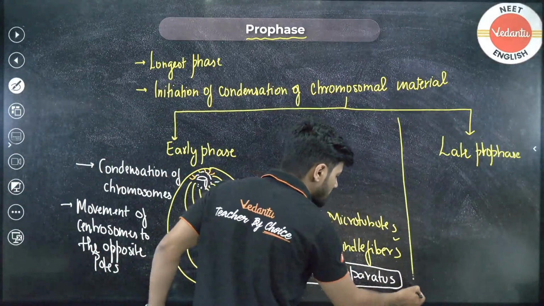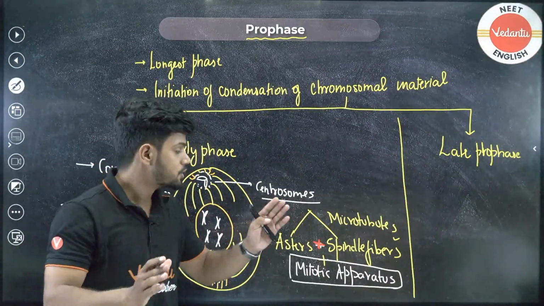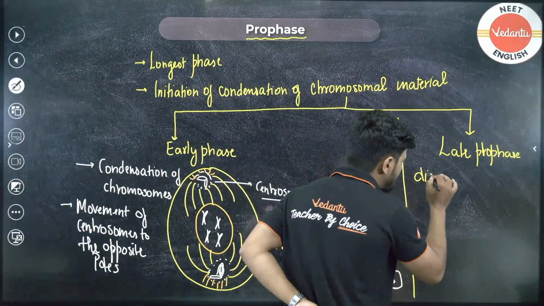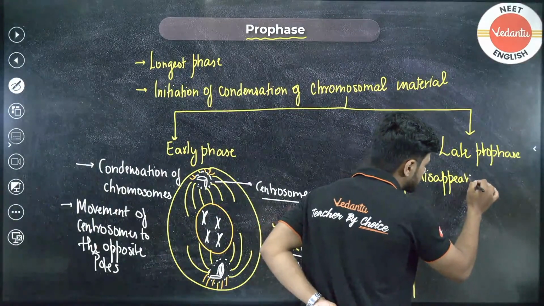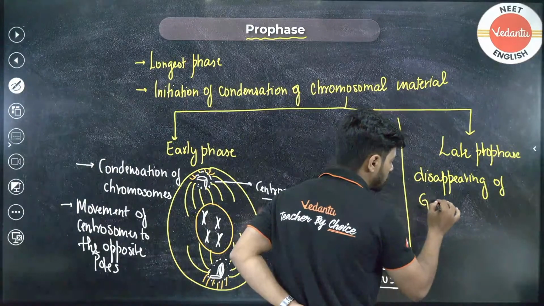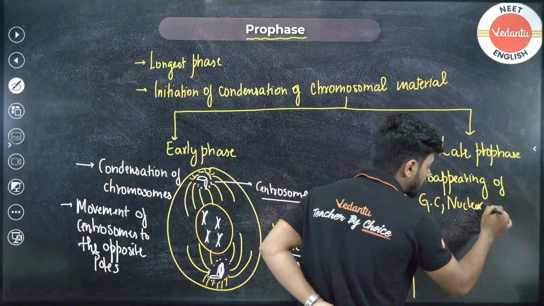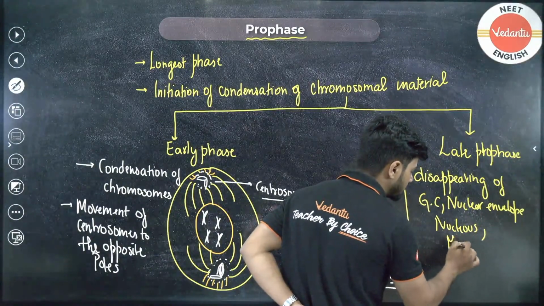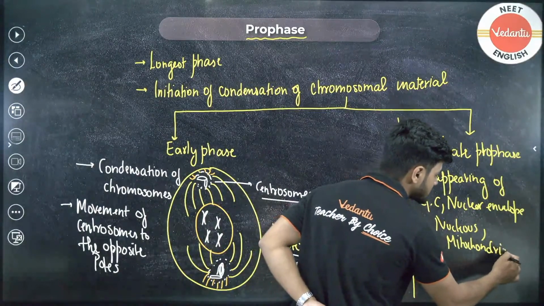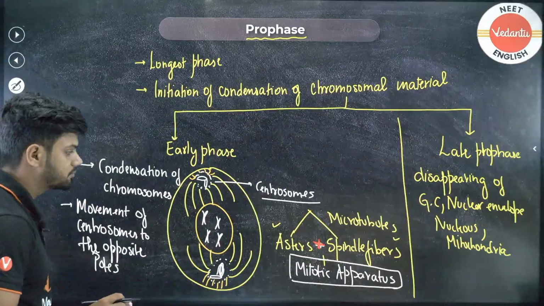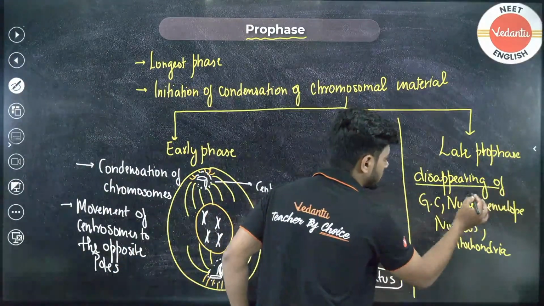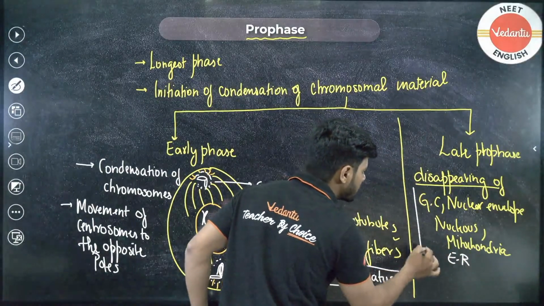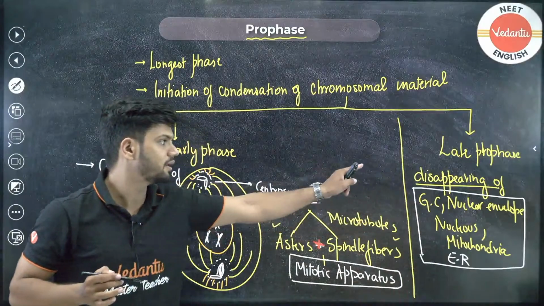Now, what is happening in late prophase? Students, sometimes you cannot distinguish between early and late prophase, so they're interchangeable most of the times. In late prophase, there is disappearing of Golgi complex, nuclear envelope, nucleolus, mitochondria, even endoplasmic reticulum. Everything is disappearing in late prophase.